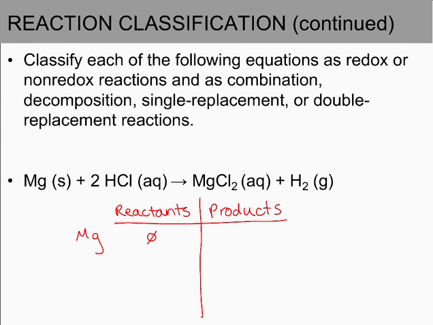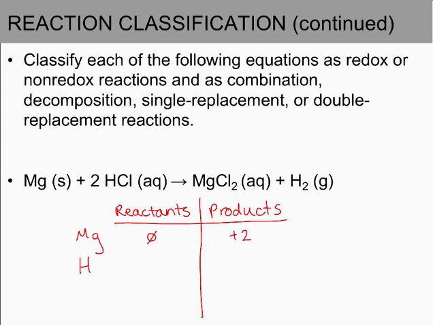But then in the products, magnesium is in an ionic compound. So magnesium is a metal, chlorine is a nonmetal, so that's an ionic compound. And what is the charge on a group 2A metal? +2. So magnesium has an oxidation number of +2 in the products.